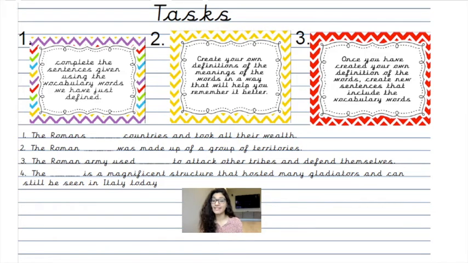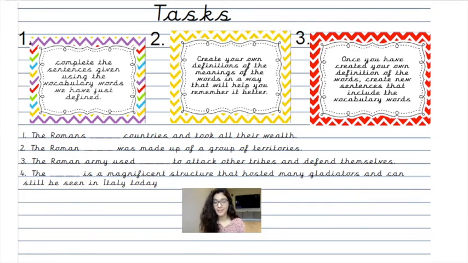Now the sentences are, number 1, the Romans blank countries and took all their wealth. Number 2, the Roman blank was made up of a group of territories. Number 3, the Roman army used blank to attack other tribes and defend themselves. Number 4, the blank is a magnificent structure that hosted many gladiators and can still be seen in Italy today.